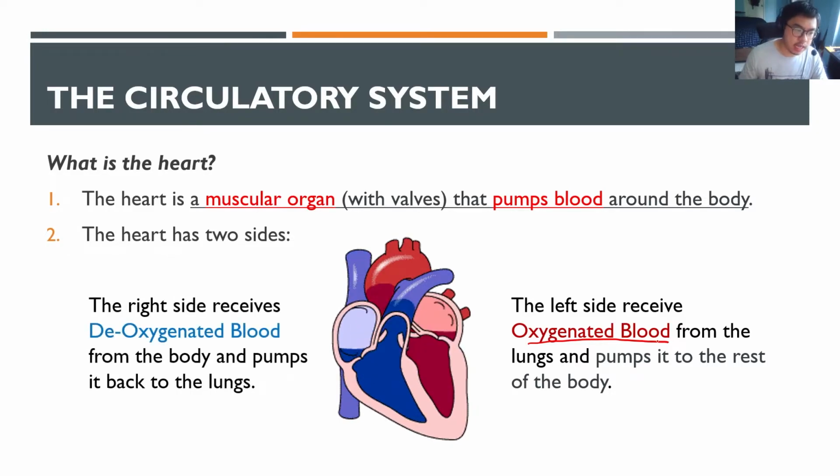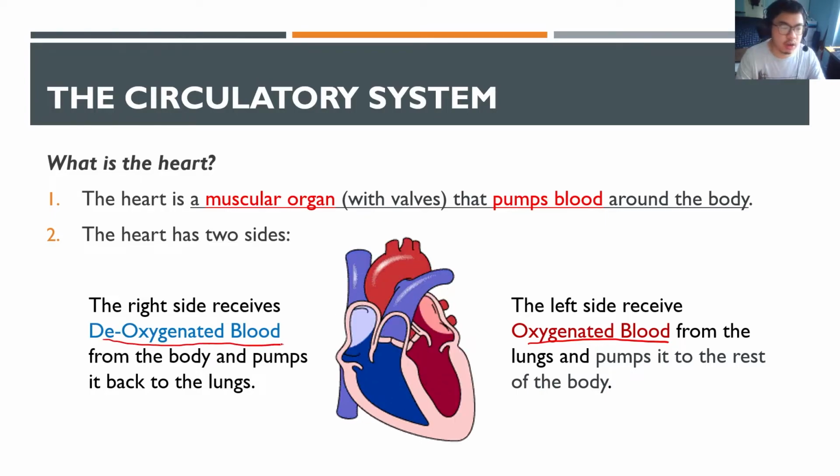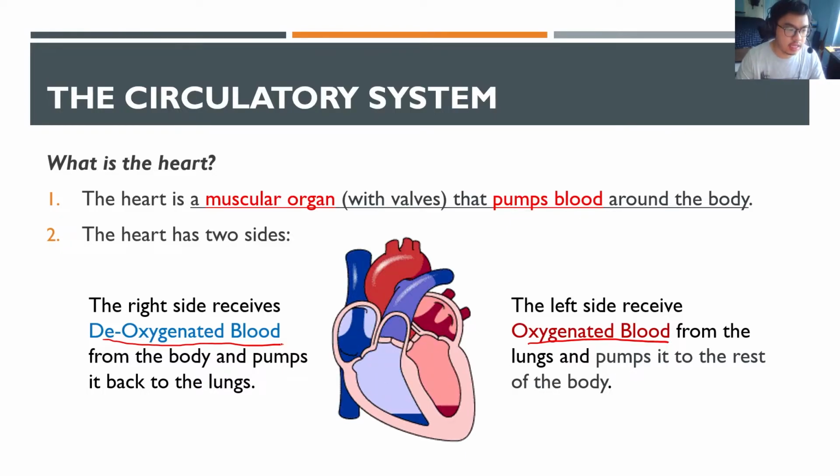And then you have the right side, which receives deoxygenated blood. Deoxygenated blood means blood that doesn't have oxygen inside. And this blood comes from the body, and the right side pumps it back to the lungs.